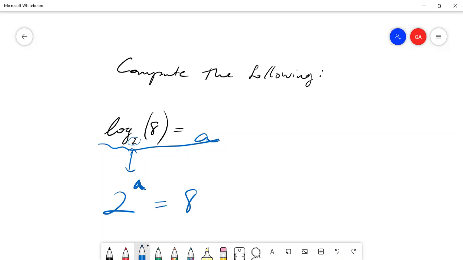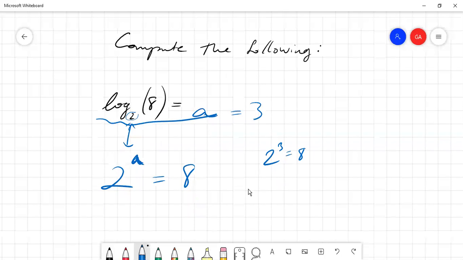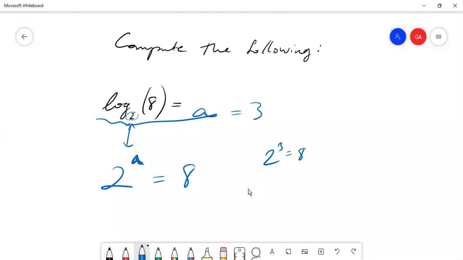And it's not very hard to do. You can try 1, you can try 2. And it turns out if you try 3, that indeed 2 cubed is 8. So A is 3, and that's the answer to the problem. So that's sort of the approach we're taking. I hope that wasn't too fast for anyone.